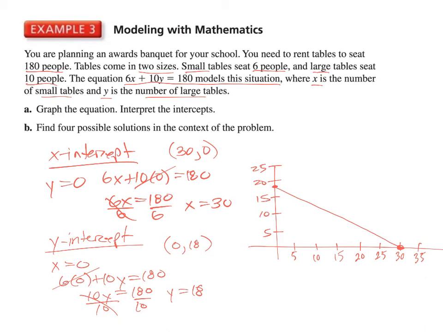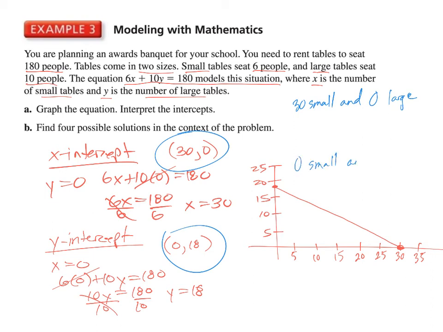Then it asks you to find 4 possible solutions in the context of the problem. Well, I already have 2 solutions. I could have 30 small and 0 large. Then I could have 0 small and 18 large tables. But there has to be some in between.